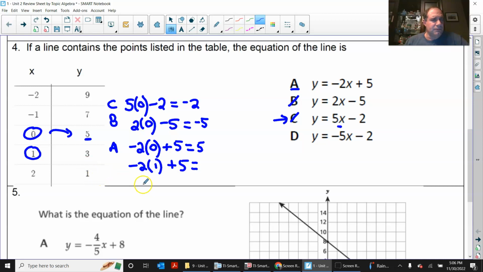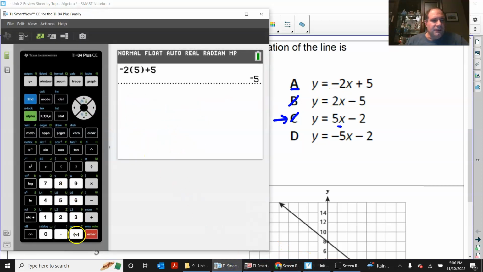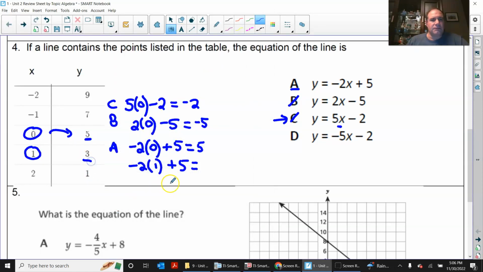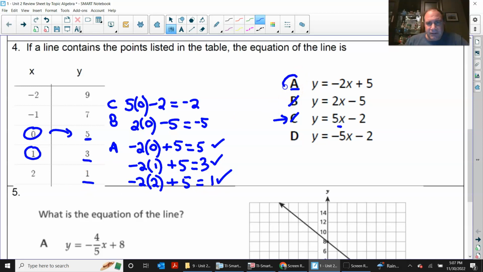Negative 2 plus 5. No, negative 2 times 1. Sorry. I'm losing it. Negative 2 times 1 plus 5. Enter. 3. So now that equals 3. So far I have 2. I'm just going to check one more. Negative 2 times 2 is negative 4 plus 5. Negative 4 plus 5 is 1. I'm good. A is my answer.